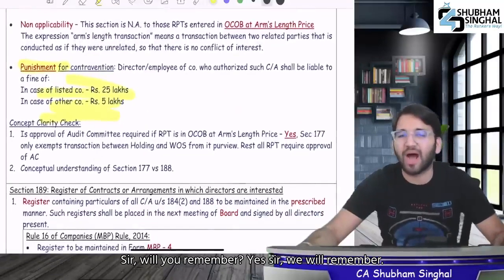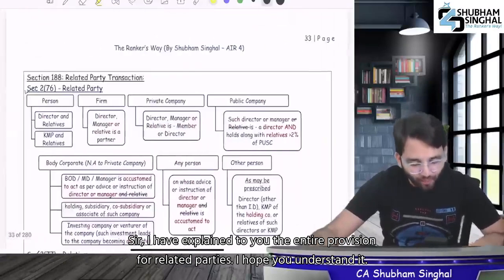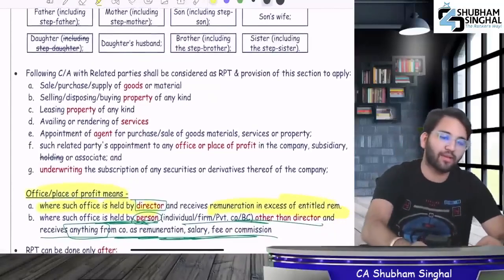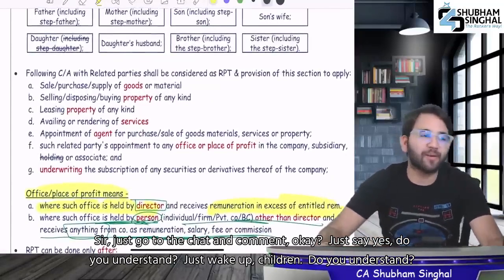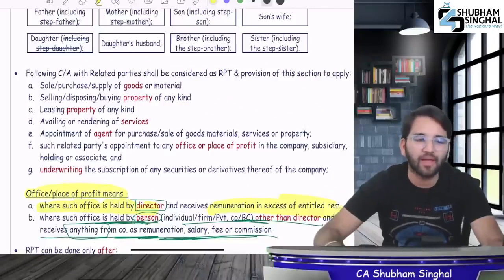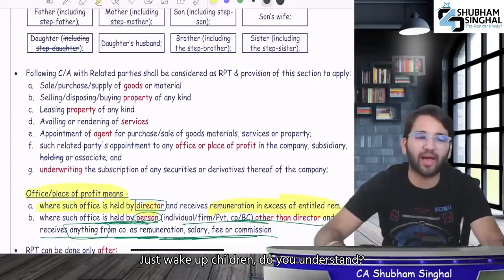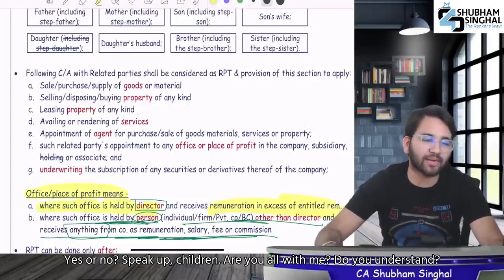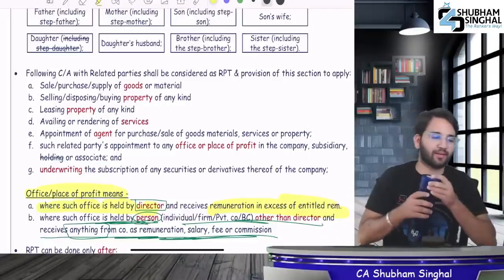So friends, will you be able to remember all of this? I have explained the entire provision for related parties to you. I hope you understand it. Just go to the chat section and comment, okay? Just comment yes if you have understood. Please let me know, were you able to understand? So yes or no? Speak up. Are all of you with me? Did you understand?